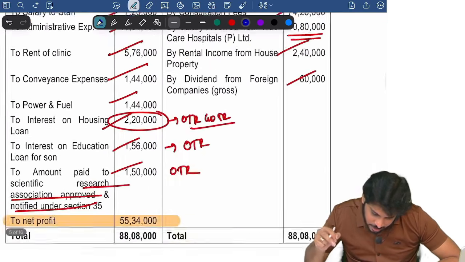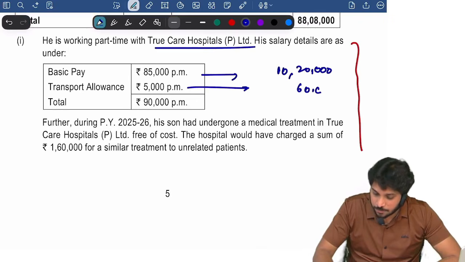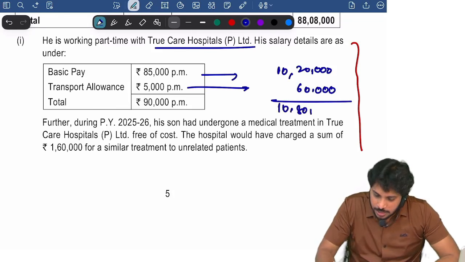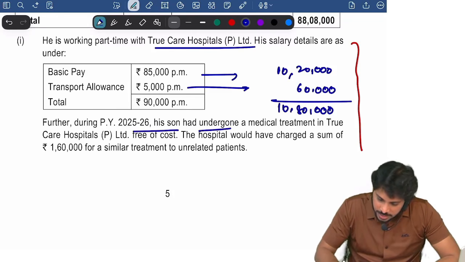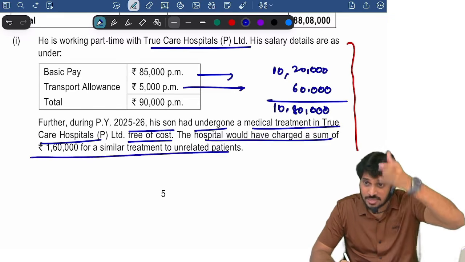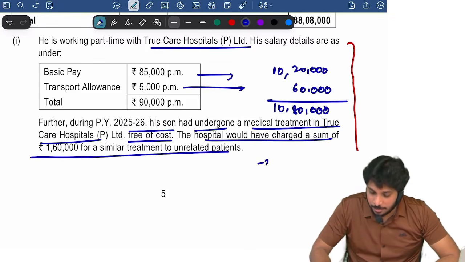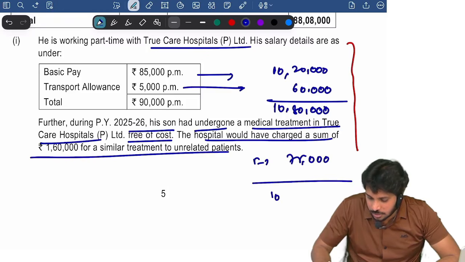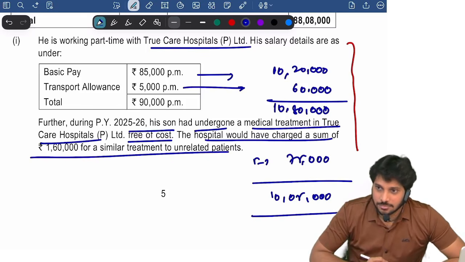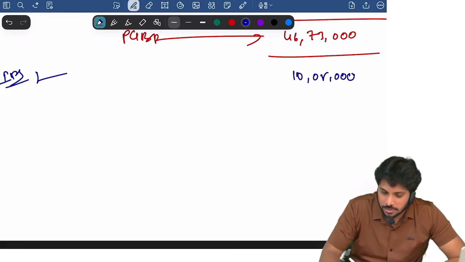Who is a qualified medical practitioner, runs his own clinic, no information on his disability, therefore fully taxable. Yes or no? 60,000. Remember, first we are computing under the default tax regime. So therefore 10 lakh 80,000. His son had undergone medical treatment in the same hospital free of cost. The hospital charged a sum. It doesn't matter. In the same hospital for employee and dependents, no problem. It is fully exempted. Therefore, minus standard deduction 75,000, 10 lakh 5,000 is income from salary. Agreed. Yes or no? 10 lakh 5,000. So 10 lakh 5,000 income from salary.